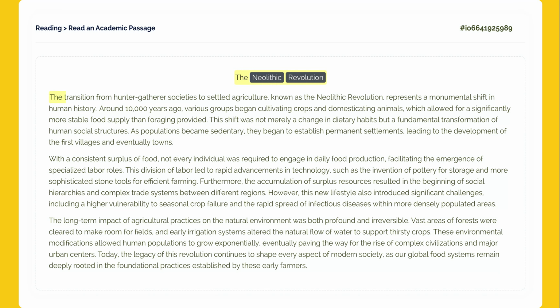The transition from hunter-gatherer societies to settled agriculture, known as the Neolithic Revolution, represents a monumental shift in human history. This opening sentence sets the stage by defining the topic. The author uses the phrase monumental shift to emphasize that this was not a small update, but a huge change. We are looking at a transition, which means a movement from one state to another. Specifically, it is the move from hunter-gatherer societies to farming. This tells us the passage will be about a major before and after scenario in human development.